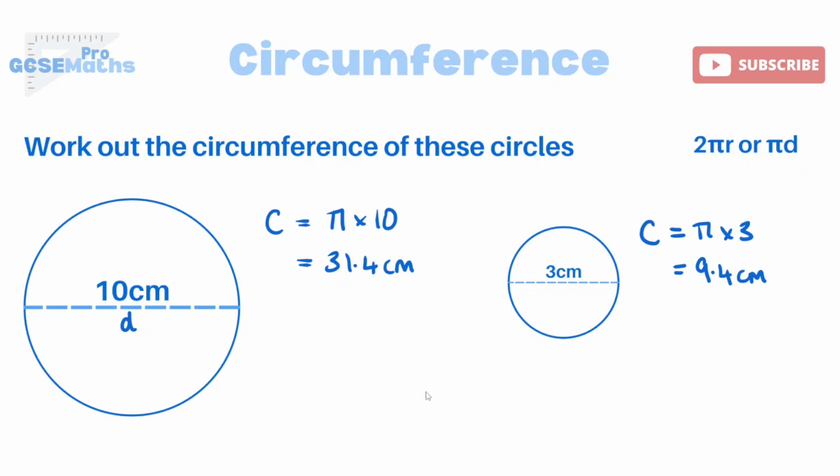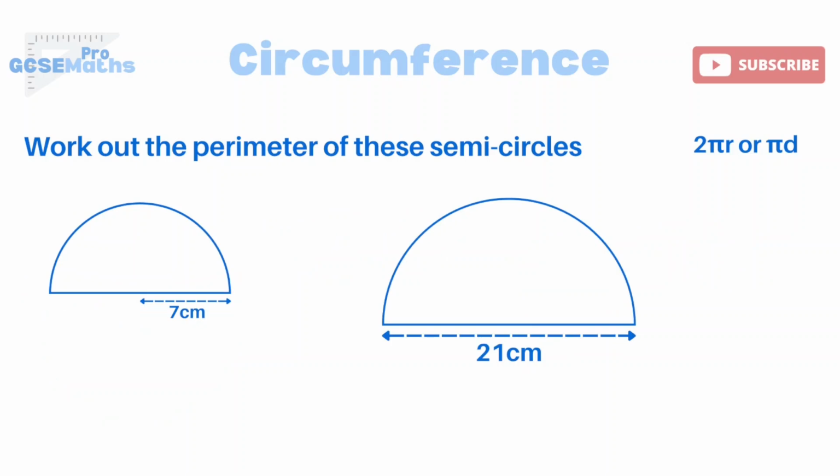So that is literally it for the circumference of a circle. Just remember one of those two formulas and then make sure you double check have I got the radius or the diameter. The next bit we're going to look at is working out the perimeter of these semicircles.